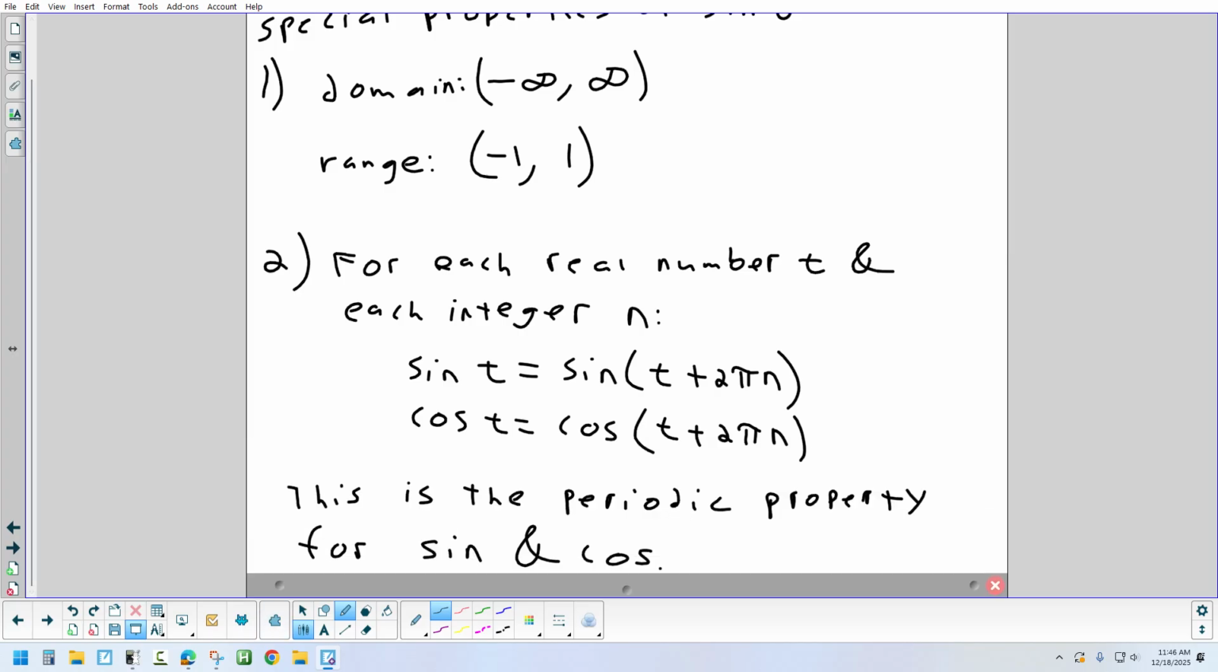T. Yep, T plus. So that idea that you can add and subtract 2 pi as many times as you want, that's called the periodic property of sine and cosine.